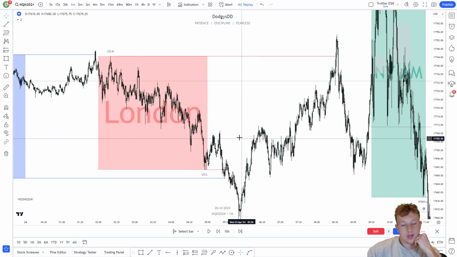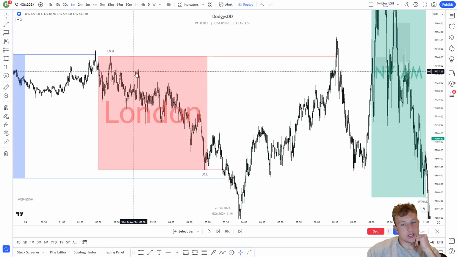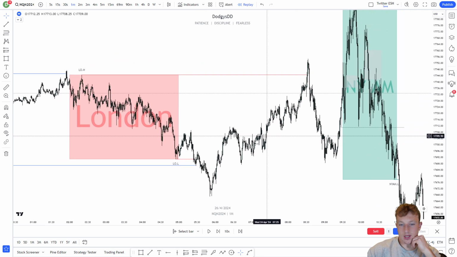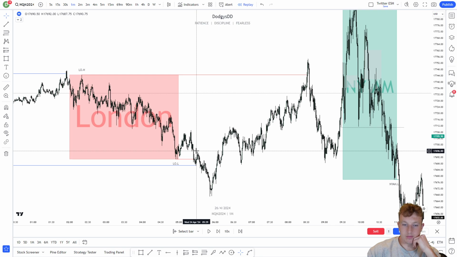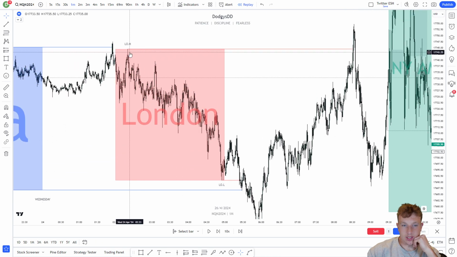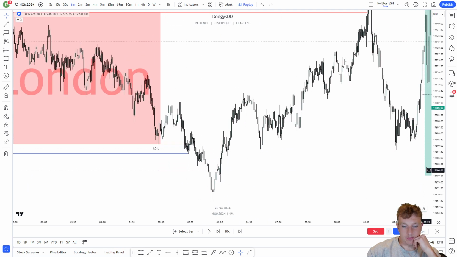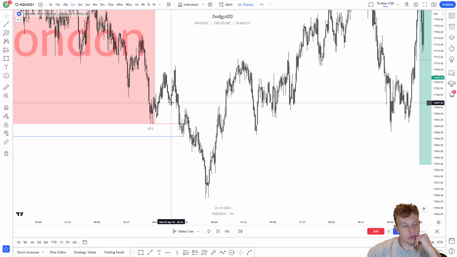So how do you use this London high or London low? Well, what you do is you wait for the London high or London low to be hit, and then you look for a reversal model. So you can see here's London high, here's London low. You can see London low gets hit first. Now here's where I'm going to wait for a market structure shift. So let's see.